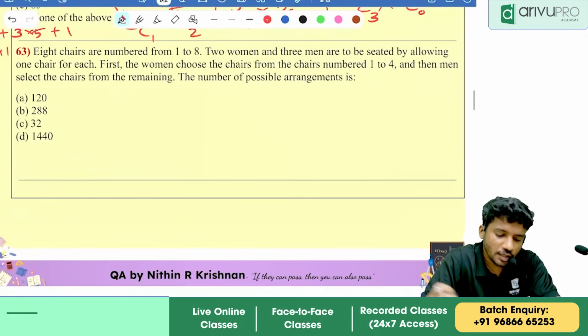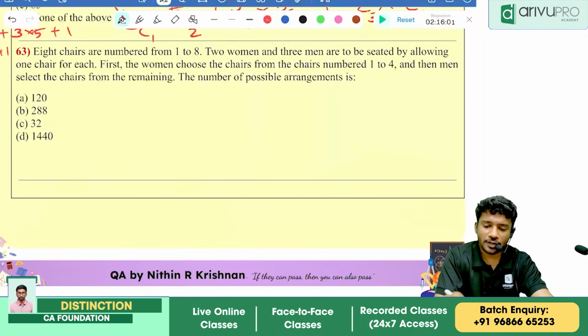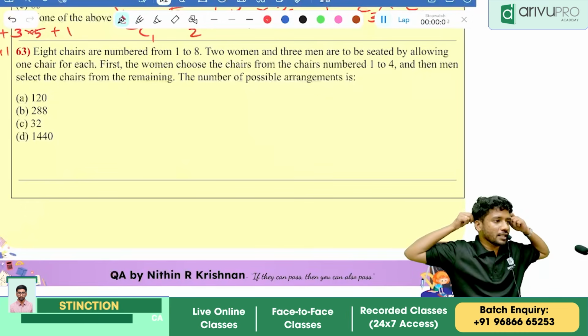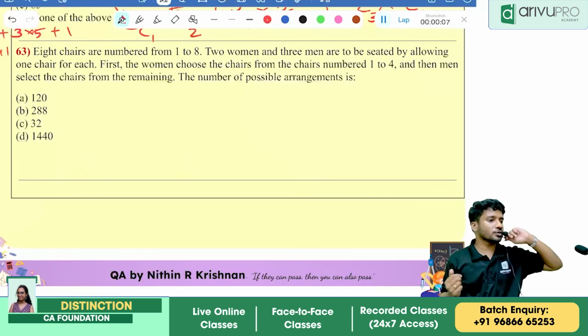Look at this. Try to read the question. I will give you 1 minute so that you can take your time to get the answer. Give me the answer, people. I will show you both the methods. Shortcut also I'll show you and the long cut also I'll show you.